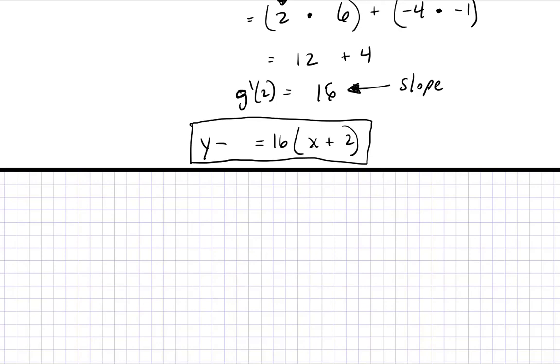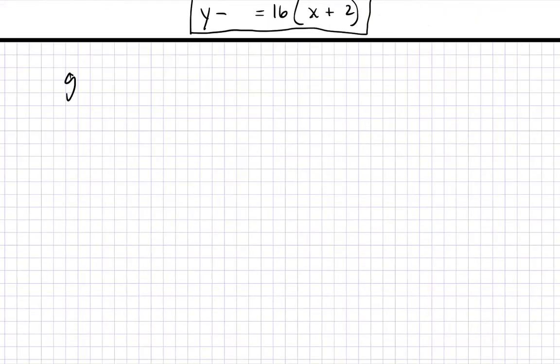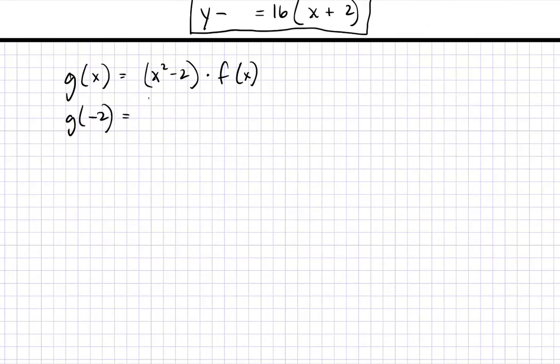Very good. Plug it into the original equation. Well, the original guy was called g of x, right? G of x was the original, and it said x squared minus 2 times f of x, right? That was the original, right? So if I'm going to plug in -2, I'm going to do the same thing. I got to plug in -2 everywhere.